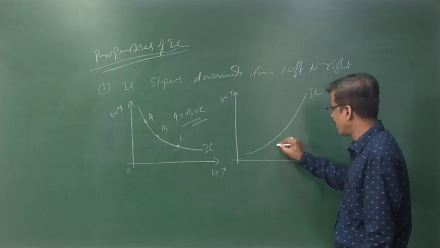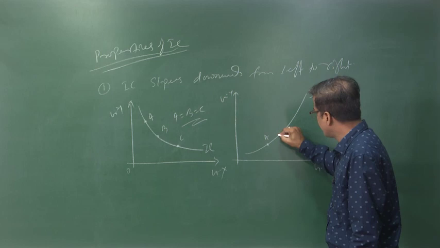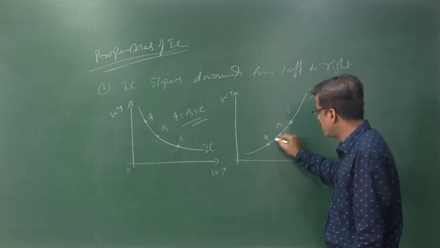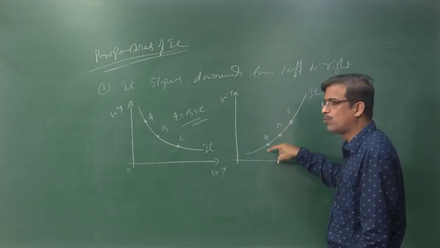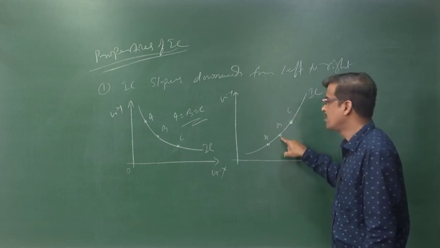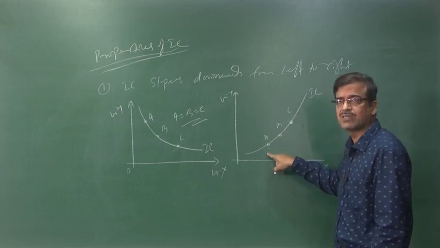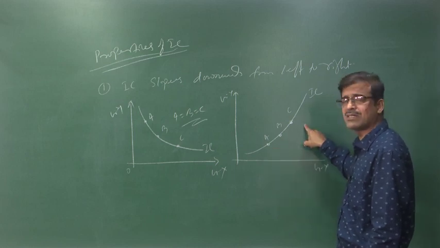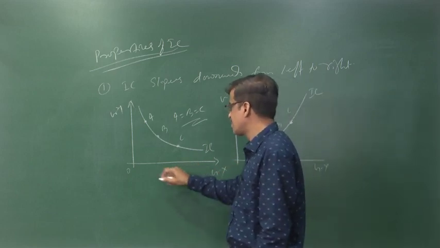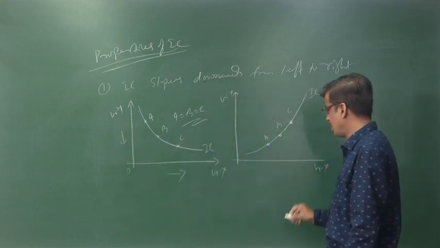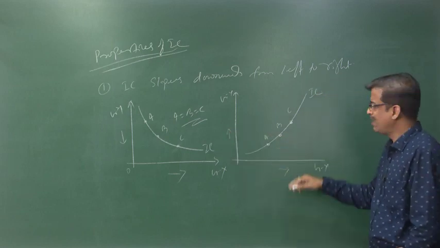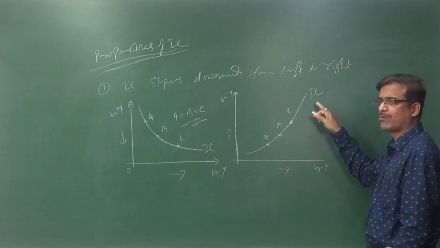But in this case, what do you find? Compared to A, point B consists of more of both the commodities. Similarly, C provides better satisfaction than B, and B provides better satisfaction than A. The satisfaction level increases because the combination of both commodities increases. If you increase one product, the other must fall. But here, if you increase one product, the other also increases. So an indifference curve can never be upward sloping.